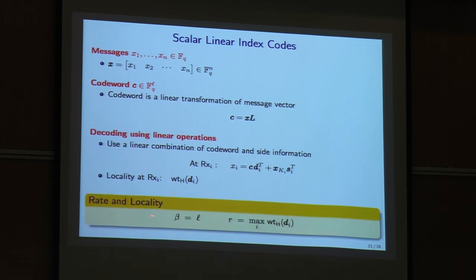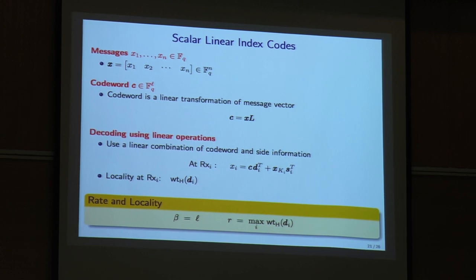So overall, the scheme has rate equal to L, the length of this code word that we denote as small l. And the overall locality is the worst case locality, the maximum of the Hamming weights of all D_i. So this is called scalar linear index coding.